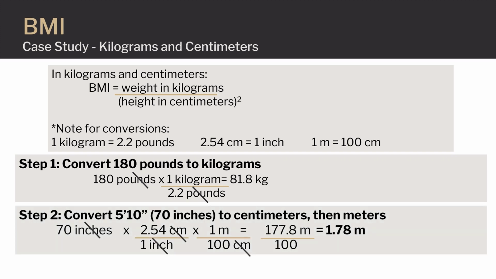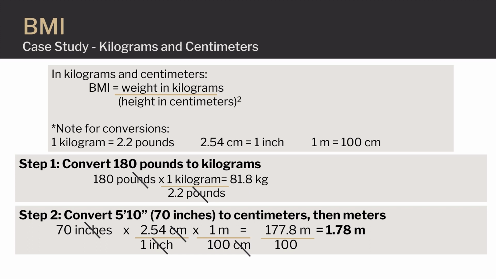The next step is to convert the height, 5 foot 10 inches, or 70 inches, to centimeters and then meters. To do this, you will multiply the numerator portion of the equation, 70 times 2.54 times 1, which will equal 177.8. Then you will multiply the denominators, 1 times 100, which equals 100.